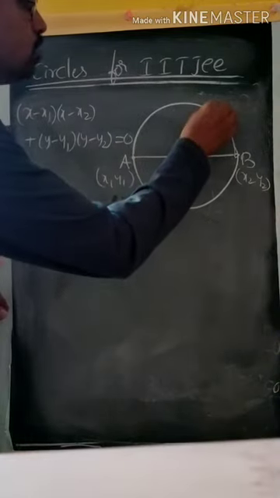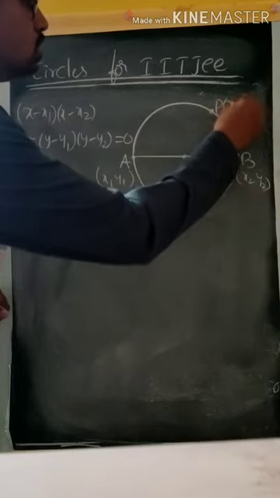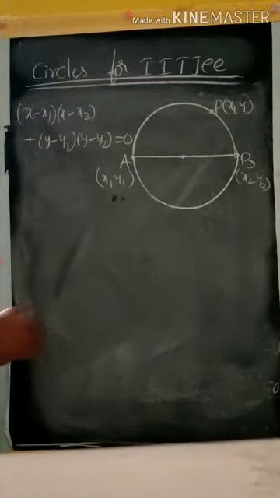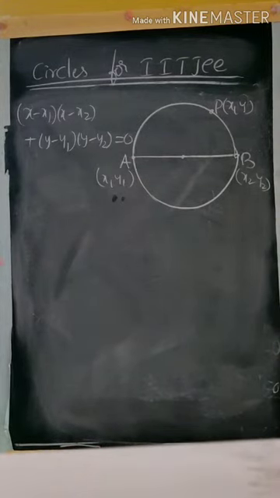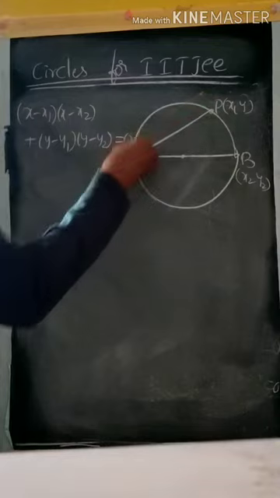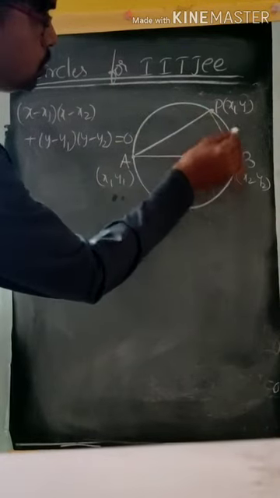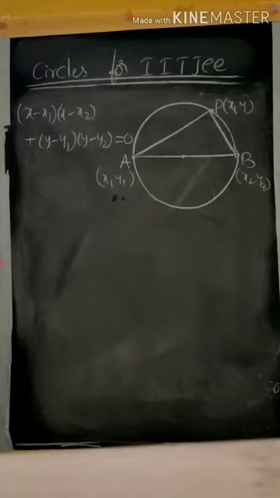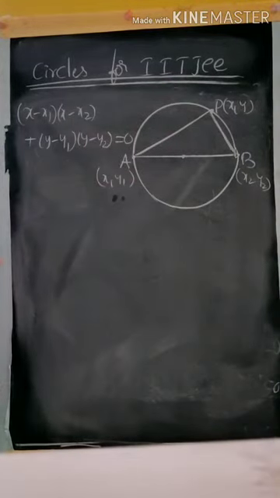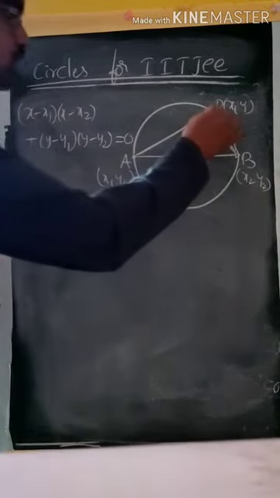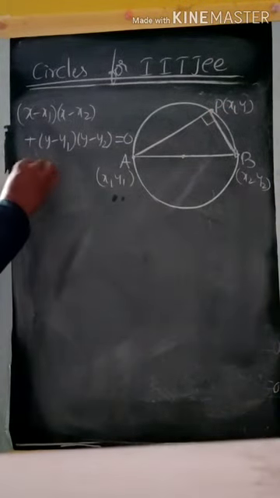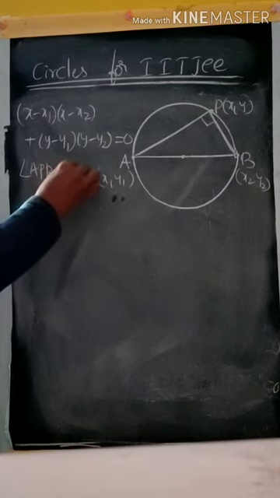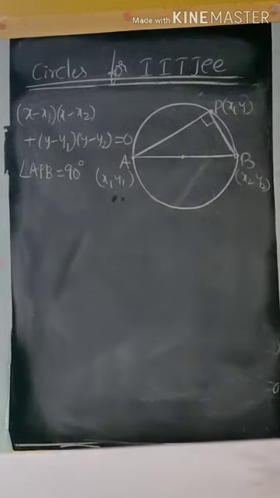Let us take any point on the circumference of the circle, say some x comma y, P. Let us take a point P on the circumference of a circle. Now if we join A to B, we know that the diameter divides the circle into two semicircles. So we know that the angle in a semicircle is 90 degrees. So angle APB is 90 degrees.